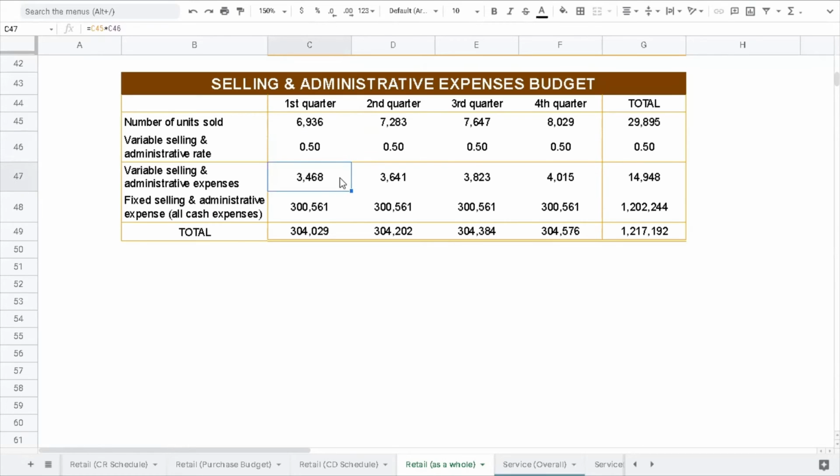For the first quarter, that is 3,468. Then the fixed selling and administrative expenses are already presented in the information tab, and that will be constant for all of the quarters for the year. So for the first quarter, the total selling and administrative expenses should be 304,029. The same computation applies for the other quarters, resulting in annual selling and administrative expenses of 1,217,192.